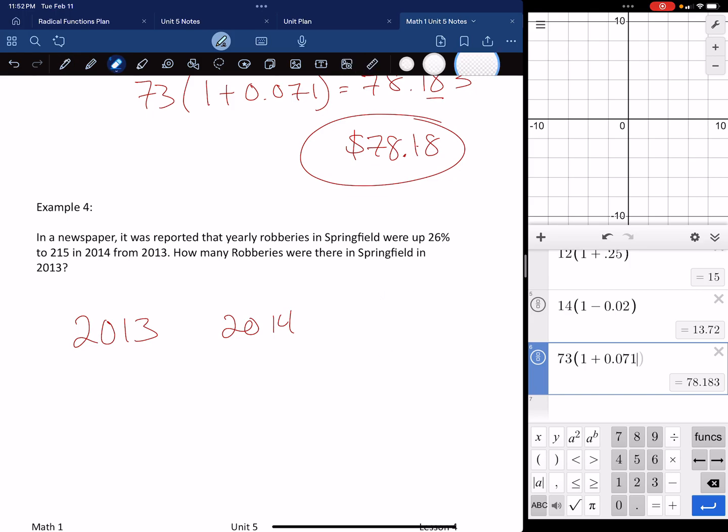Okay, so robberies were up 26% when we went to 215 in 2014, right? So we know that we have 215 robberies in 2014 from 2013. So going from here to here, the question it's asking is how many robberies were in this year here?